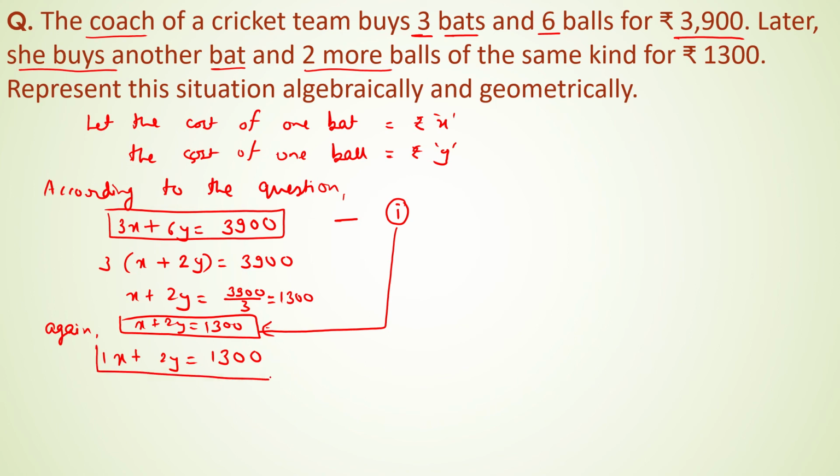This is the second equation which we have obtained from the question itself. So we are given two equations, but by seeing carefully, these are the same equations. So if we draw the graph of these equations, then we get the same line.